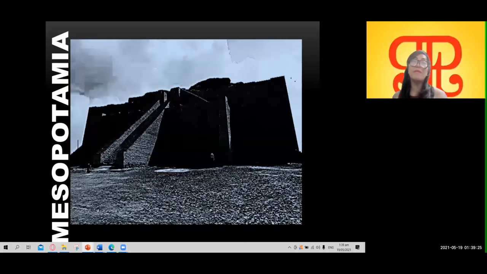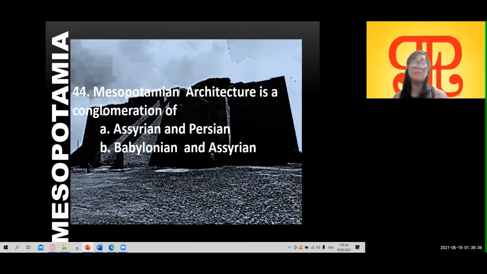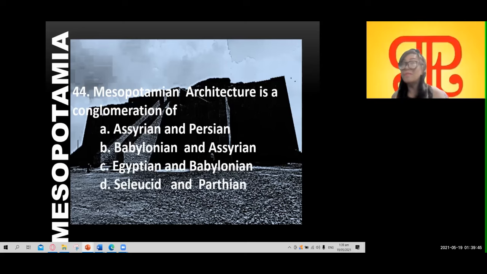Okay, next we have the Mesopotamian architecture, number 44. Mesopotamian architecture is a conglomeration of A, Assyrian and Persian, B, Babylonian and Assyrian, C, Egyptian and Babylonian, or is it D, Seleucid and Parthian? The answer here is letter B, Babylonian and Assyrian.